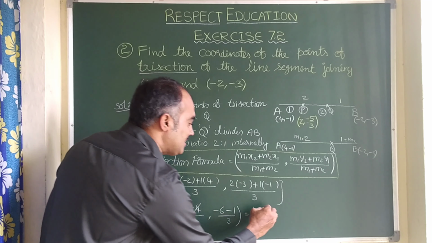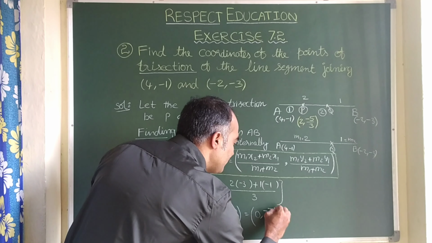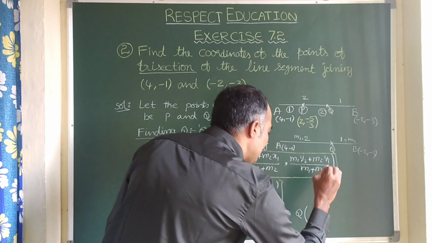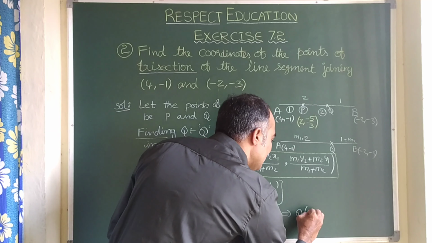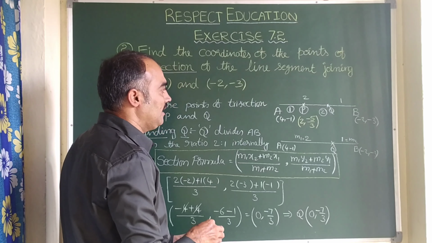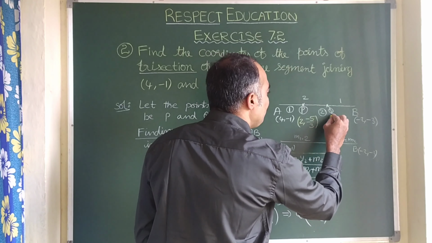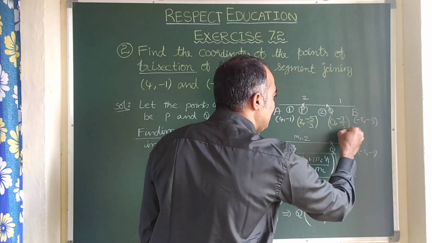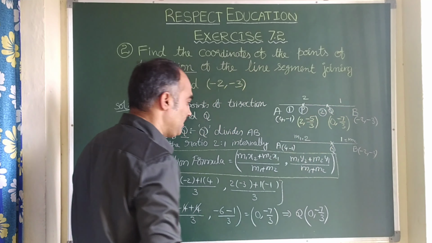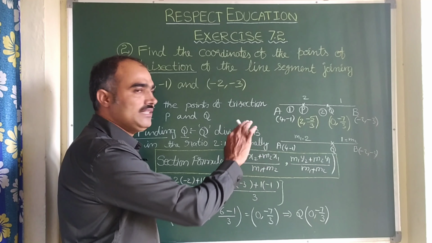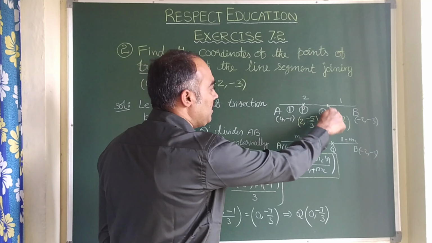Minus 6 minus 1 is minus 7, so minus 7 by 3. Right? So here we got the second point, that is Q, as 0 comma minus 7 by 3. So here let us write the Q value: 0 comma minus 7 by 3. Right? And here I would like to tell you, actually with this, the problem is over. After finding P and Q, the problem is over.